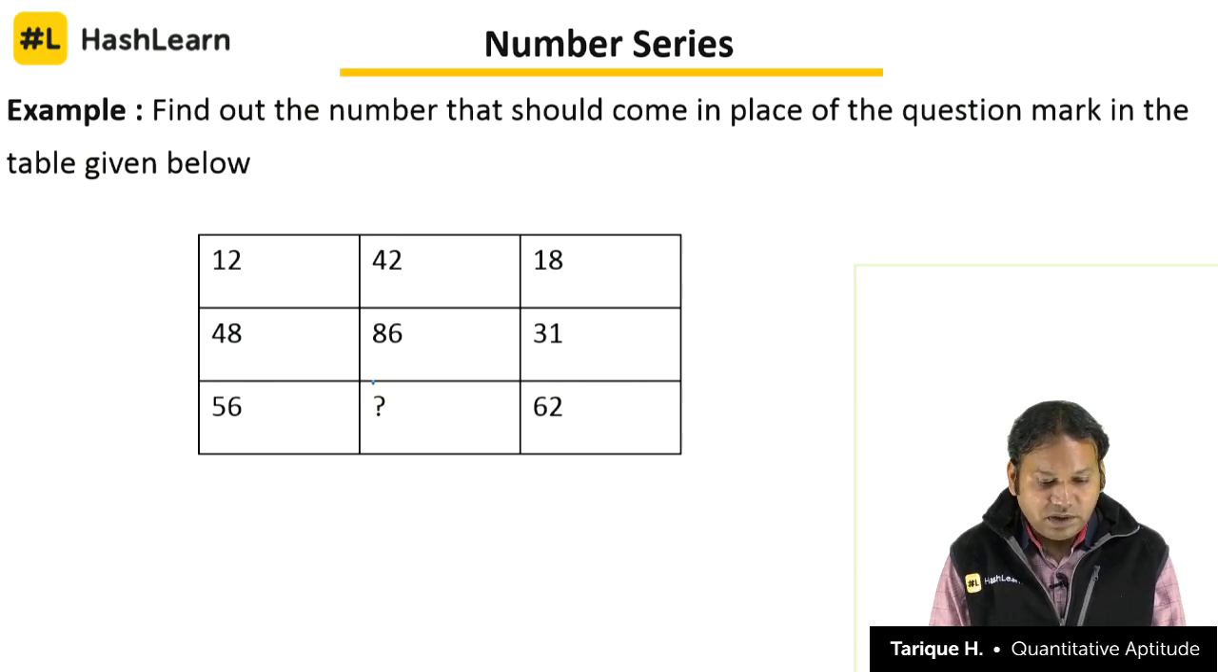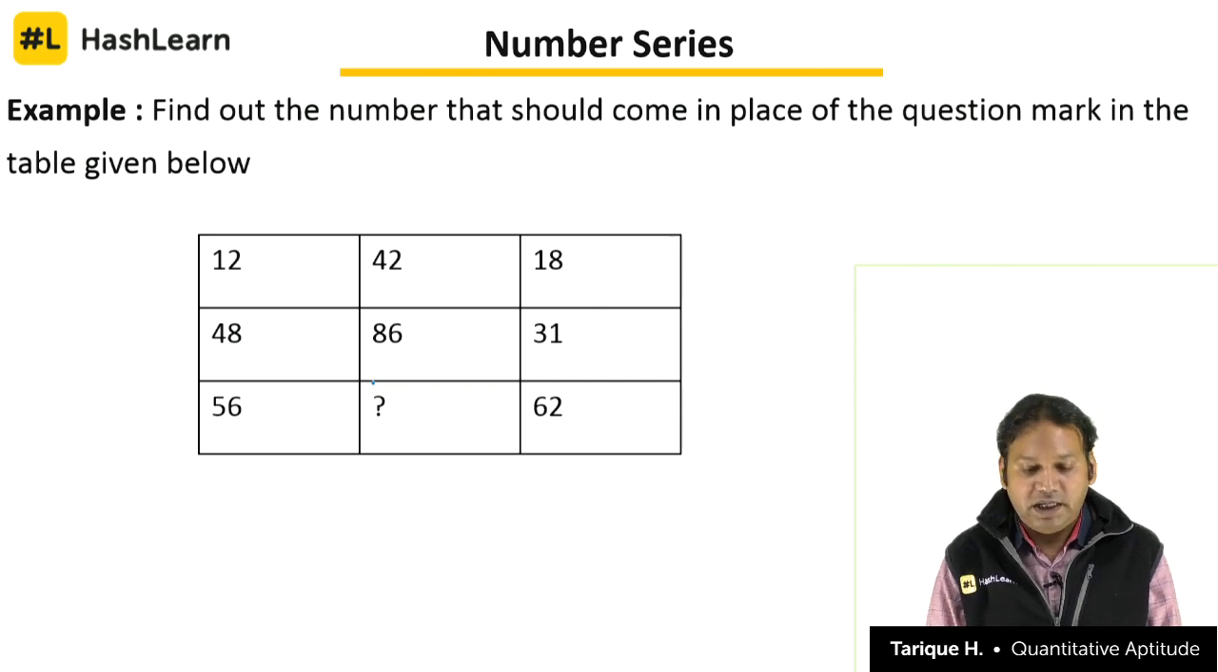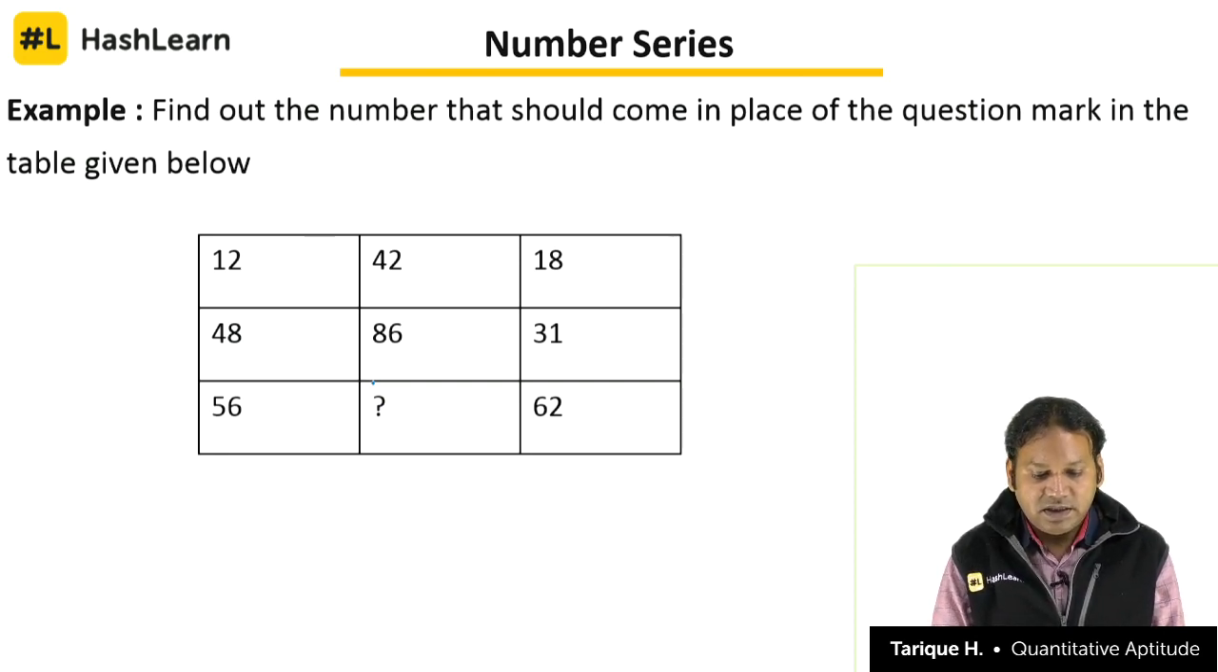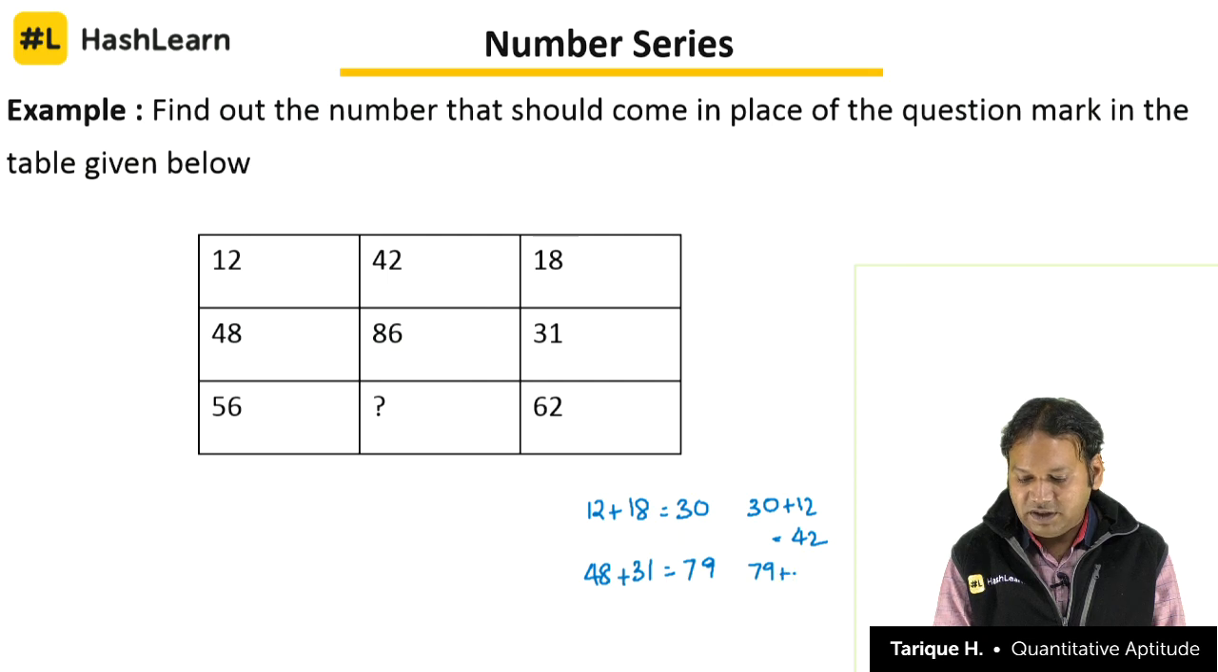Let's go to the next one. Find out the number that should come in the place of the question mark in the table given below. So again a very similar grid type question is there. 12 is there, 42 is there, 18 is there. How can we relate between these numbers 12 and 18? So if I add 12 and 18, immediately I'll get 30, and if I say 30 plus 12 is 42, okay, that could be one logic, but is this logic being also shown in the second row? Not really, right? Because if you look at the second row, 48 plus 31 is equal to 79, and 79 plus 12 gives you 91. So I have 86 there.